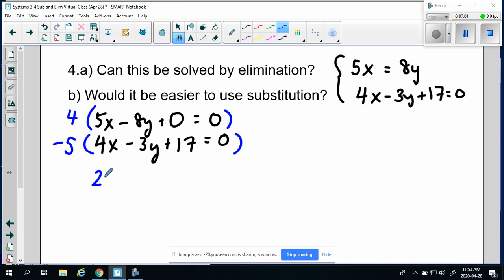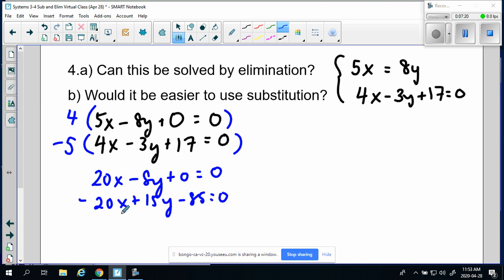So I have 20x minus 8y plus 0 is equal to 0. And then on this side, negative 20x plus 15y, 17 times 5, 85. So negative 85 equals 0. And then I can add those equations together.